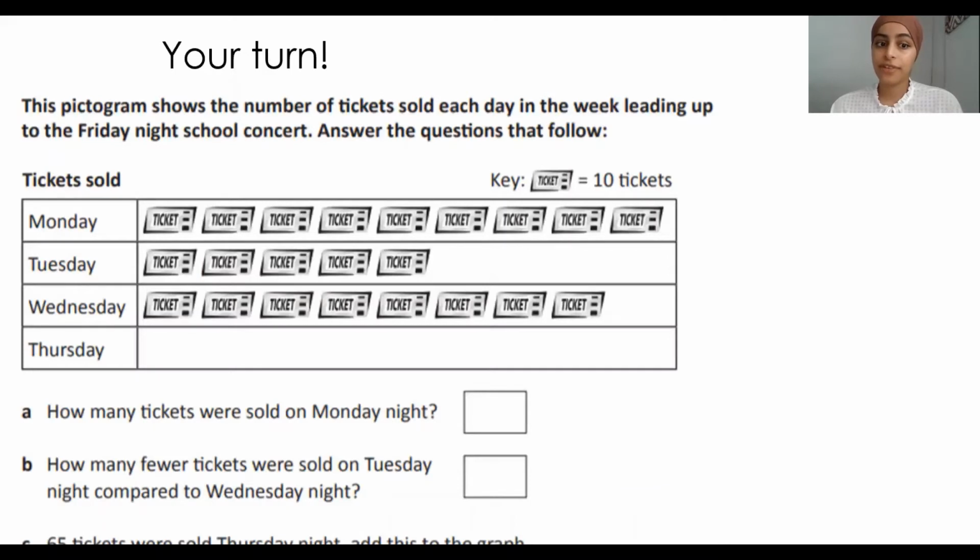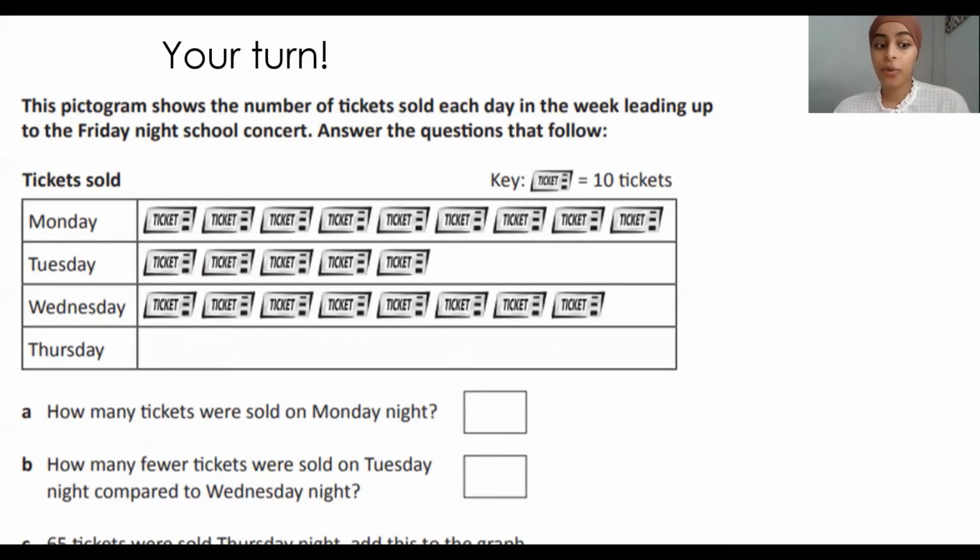Okay, now it's your turn to have a go at this next one here. I'm going to read through the questions with you. We're going to interpret this pictogram together, and then you're going to have a go at answering some questions. So this pictogram shows the number of tickets sold each day in the week leading up to the Friday night school concert. Answer the questions that follow. The title of this pictogram is Tickets Sold for this Friday night concert. And our key, which is really important, states that this one image of a ticket doesn't represent 1 ticket, it represents 10 tickets. You've got 4 different categories: Monday, Tuesday, Wednesday and Thursday.